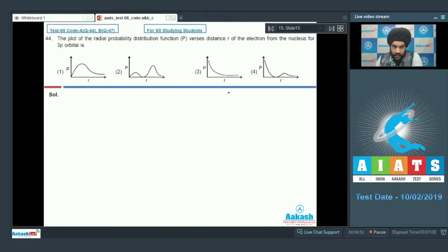Question number 44. The plot of the radial probability distribution function P versus distance r of the electron from the nucleus for the 3p orbital is. If we talk about the 3p orbital, we can talk about the radial nodes. Radial nodes is given by n minus l minus 1. So the n value is equal to 3. The l value is equal to 1. So the total number of radial nodes will come out to be equal to 1.